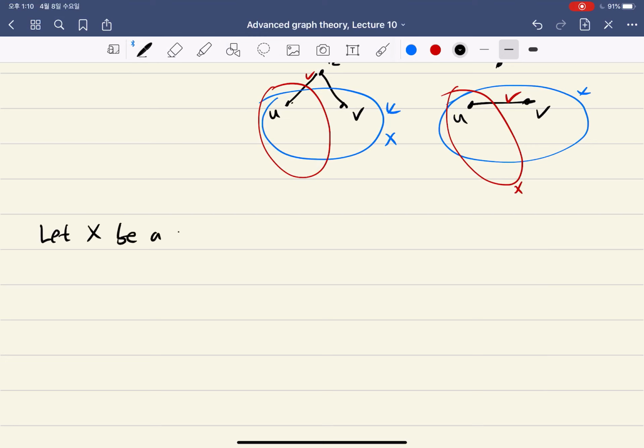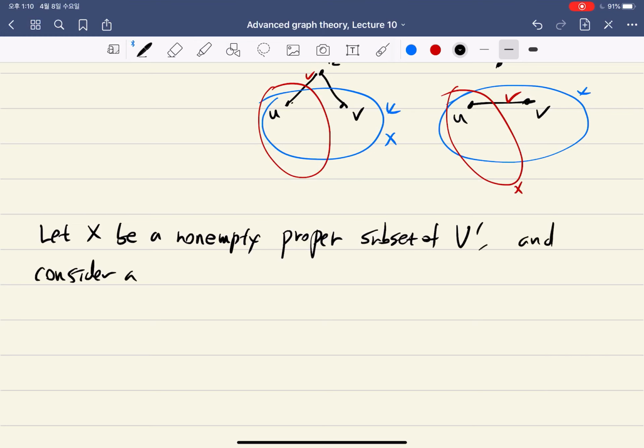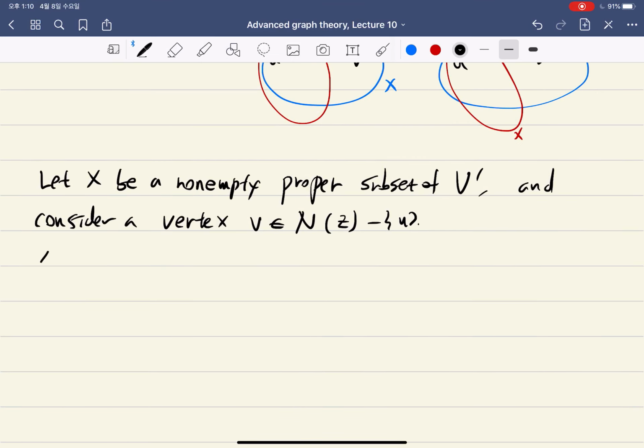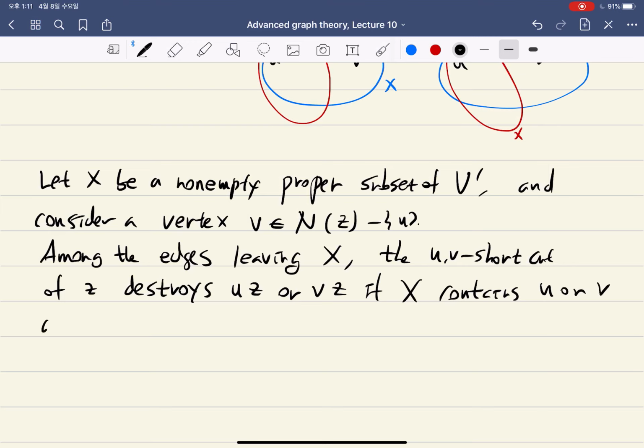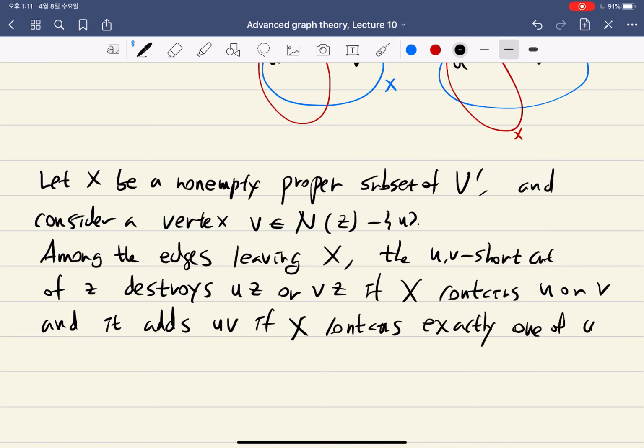So let X be a non-empty proper subset of B prime, and consider a vertex V, which is a neighbor of G but not U. Among the edges leaving X, the UV shortcut operation destroys UG or VG if X contains U or V, and it adds UV if X contains exactly one of U, V.